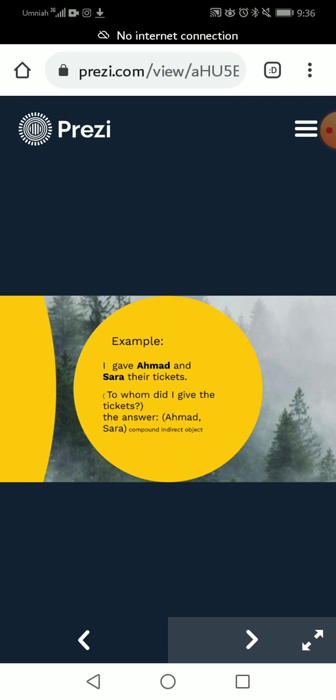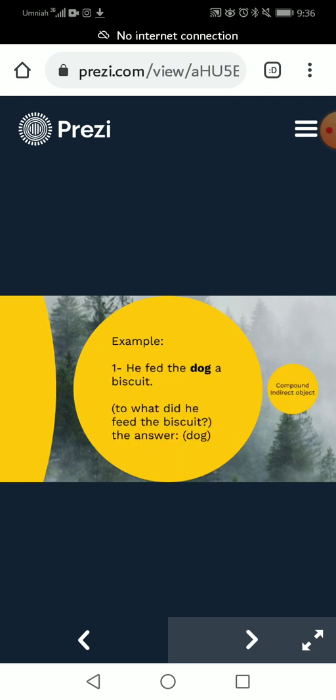Another example, I gave Ahmed and Sarah their tickets. Now, if we ask this question, to whom did I give the tickets? The answer will be Ahmed and Sarah. Now, both Ahmed and Sarah, they are a compound indirect object. They come between gave, the action verb, and tickets, the direct object.